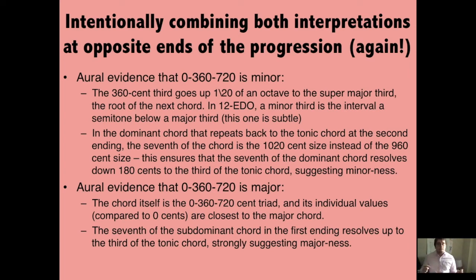So if I had used the 960 cent seventh on the dominant chord in the second ending, we probably wouldn't have this effect where the first chord sounds minor once you snap back to it. Now I'm going to go over some examples in other people's music.